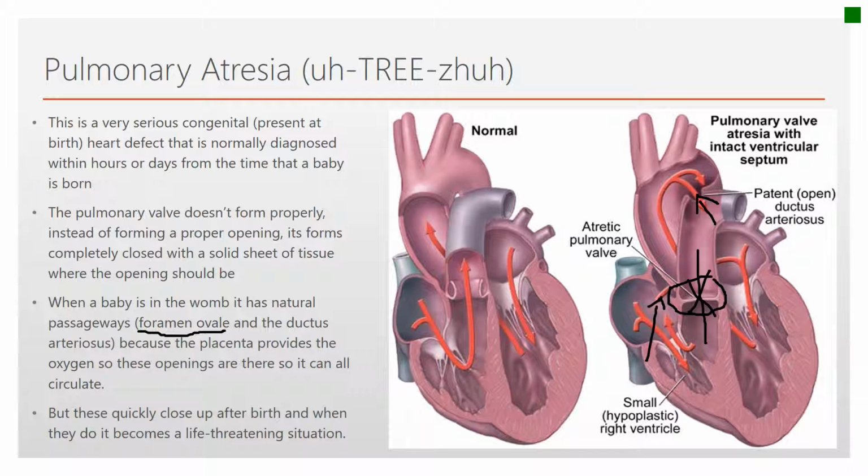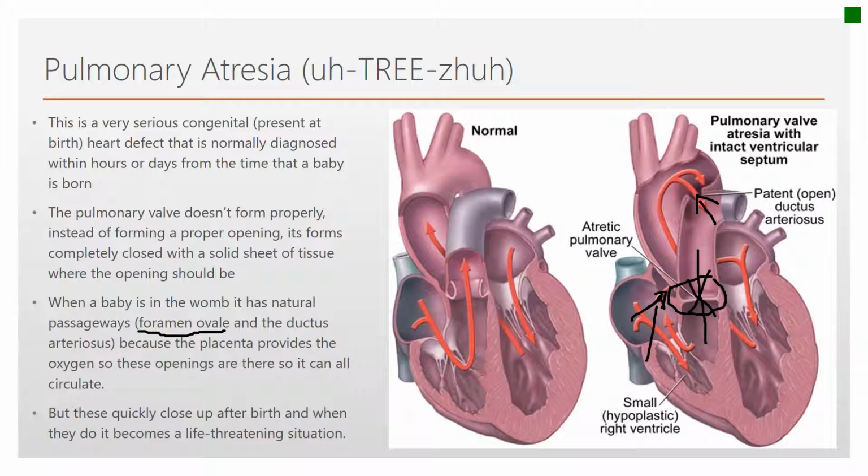So it's really cool that babies have these natural openings, because if it weren't for them, the blood would be trapped in the right side of the heart and no blood would be able to get to the lungs. It would be fatal very quickly after birth. But it's because of these natural openings that the baby can still manage to circulate blood throughout the heart and to its lungs.